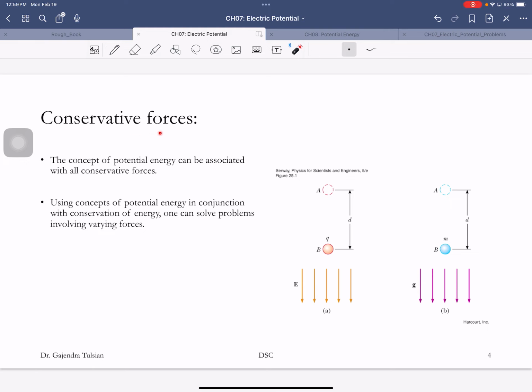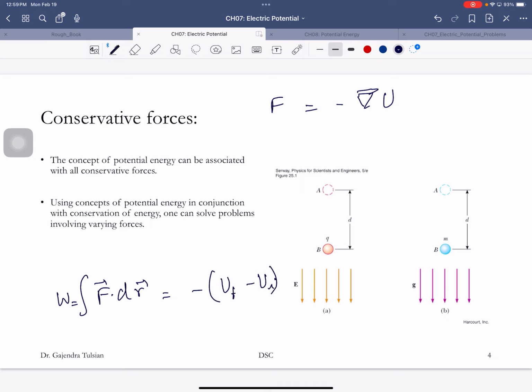So what is a conservative force? A conservative force is a force that is given as the gradient of a potential energy function. And the work done by the conservative force is easily calculated: U final minus U initial. That is a conservative force. What are the three conservative forces that you know? Those are the three conservative forces, and we like them because calculating the work done by them is very easy.